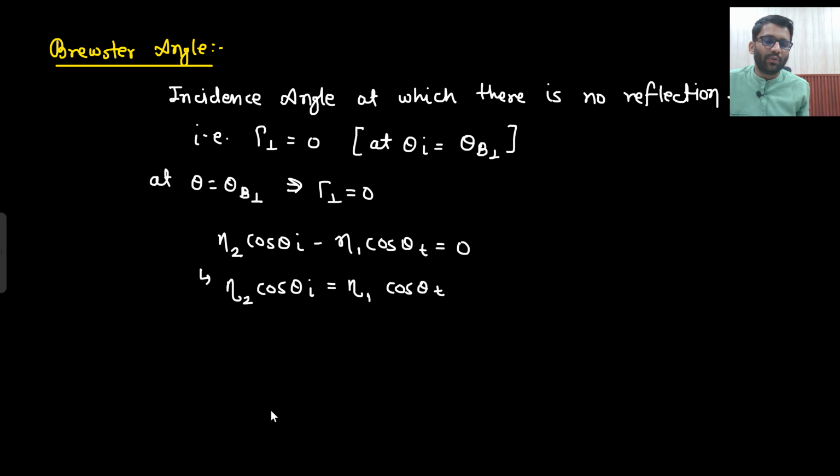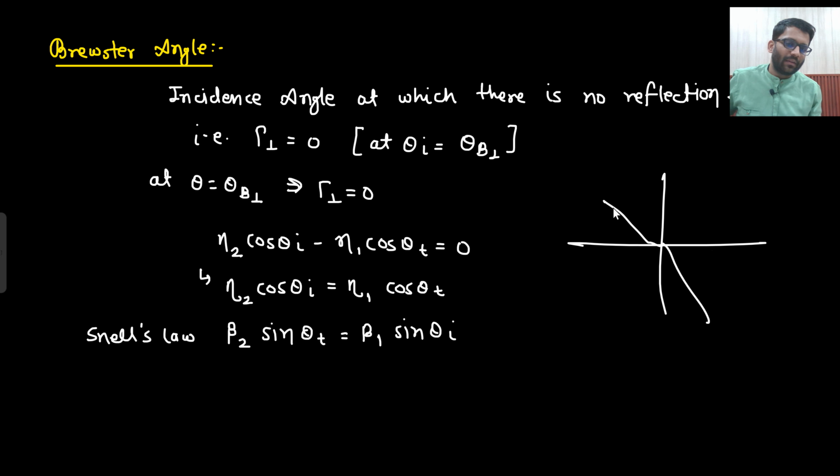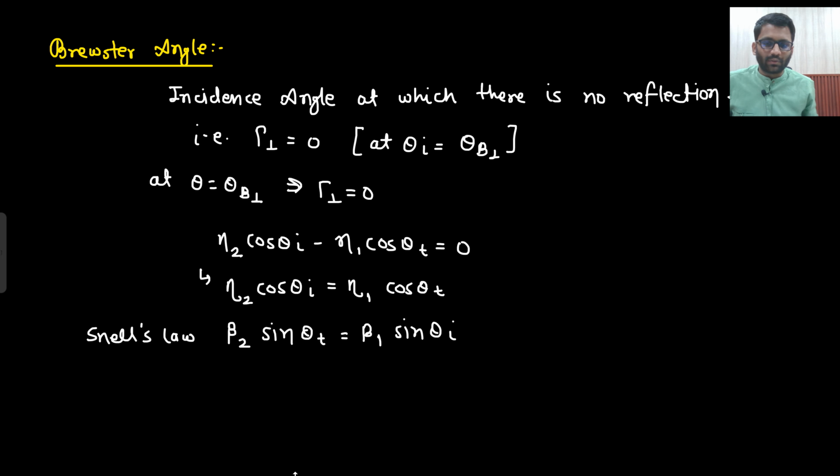And by Snell's law, what do you know? There is Snell's law, right? If you remember Snell's law, what was your Snell's law? Snell's law was saying that beta 2 sin theta t is equal to beta 1 sin theta I, right? So two equations are there. This is equation 1, this is equation 2. And if you solve these equations, what you are going to get? You are going to get the formula of theta b perpendicular. Basically, this is your Brewster angle. This is known as Brewster angle.